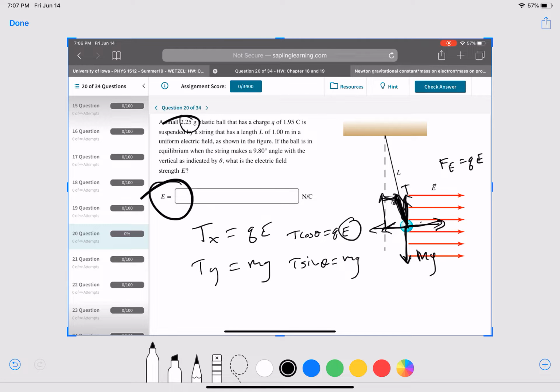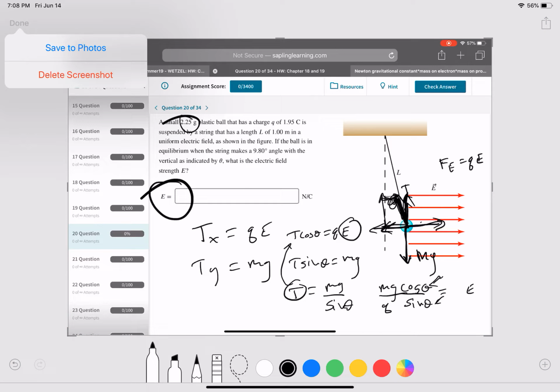Okay, so we've got to figure out T. T is equal to mg over sine theta. Then we can plug that back in for T up here. We get mg cosine theta over sine theta, and you know what that is: cosine over sine, which is equal to QE. Then you can just solve for E. So mg over Q times that factor gives you your electric field strength. The cosine of theta and the sine of theta come from taking the x component and the y component, and your angle here is 9.8 degrees.